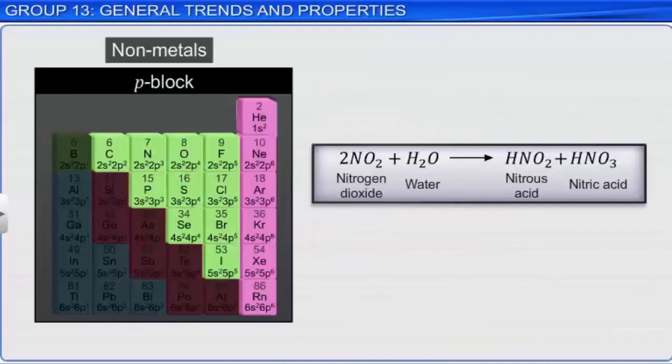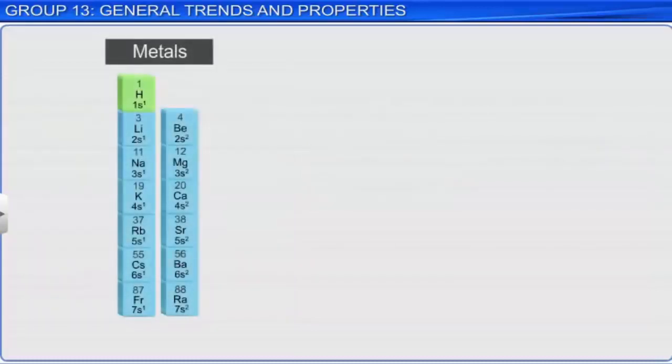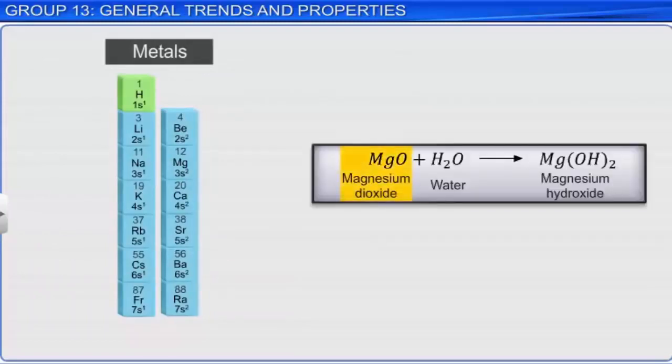Oxides of nonmetals are either acidic or neutral in nature. Acidic oxides, such as nitrogen dioxide, will form acids when dissolved in water. Metal oxides are usually basic. For example, when magnesium oxide is dissolved in water, hydroxide ions will form.